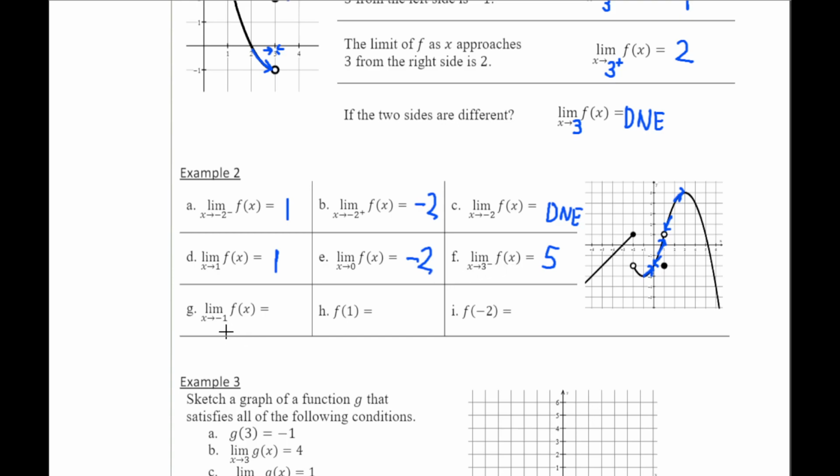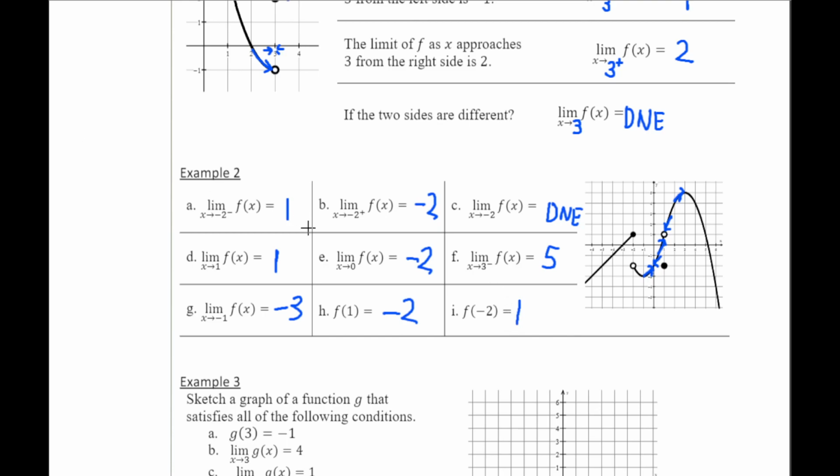Limit as x approaches -1. You see -1 is right here. You see the left and the right, they're both approaching this value, a y value of -3. F of 1. You see at x equal to 1 right here, they're not asking for the limit, they're asking at 1. That's where the black dot is, right here, at a y value of -2. F of -2, again at -2, where's the black dot? It's up here, a y value of 1.